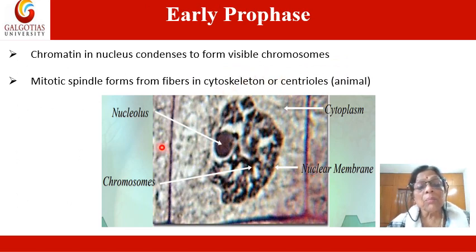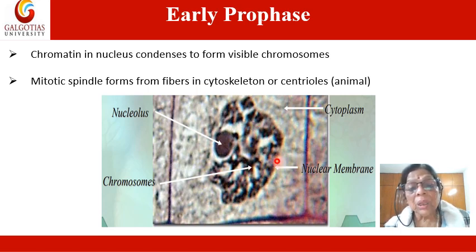Now, this is the microscopic view. How does early prophase look under the microscope? Chromatin in the nucleus condenses to form visible chromosomes. See, this is the cytoplasm, the nuclear membrane. This also becomes slightly invisible. This disintegrates, and this is the nucleolus, and these are the chromosomes. And now the mitotic spindle forms from fibers in the cytoskeleton or centriole in animals.